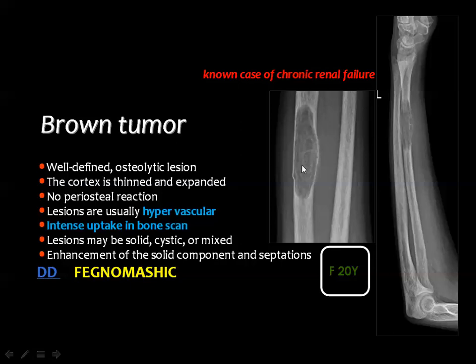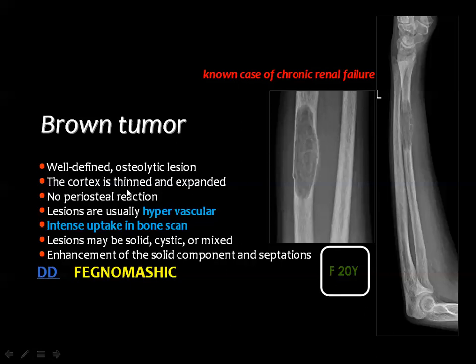trabeculation, that will go into the differential diagnosis of FEGNOMASHIC, as you remember from the expanding benign lesions in the bone, and this is the abbreviation for the list of expanding lesions in the bone. One of them is the brown tumor of hyperparathyroidism. Then this lesion is well-defined, osteolytic.